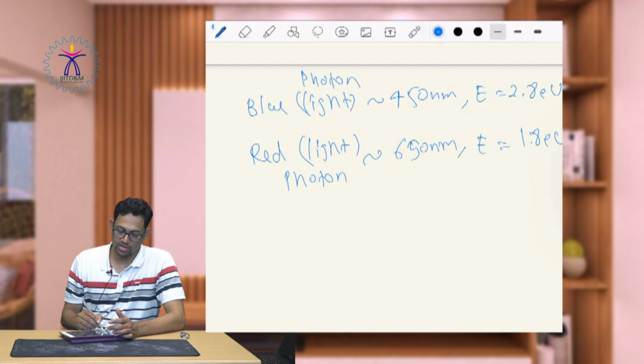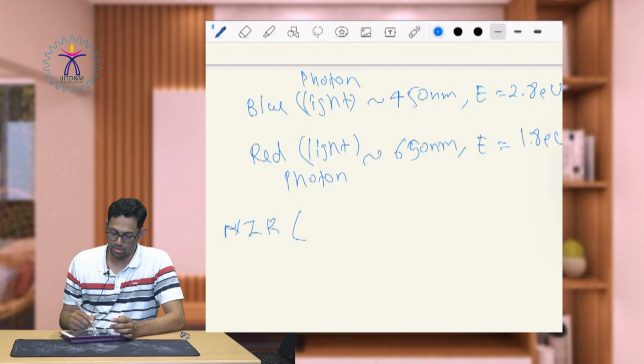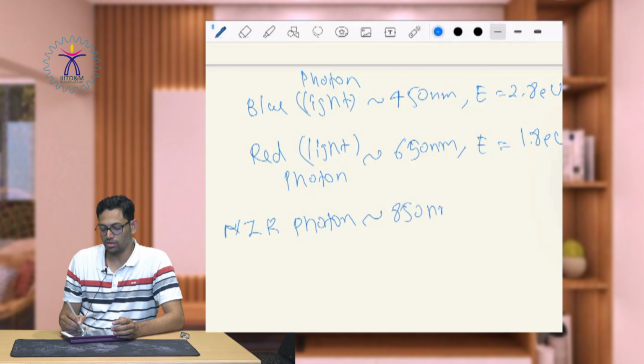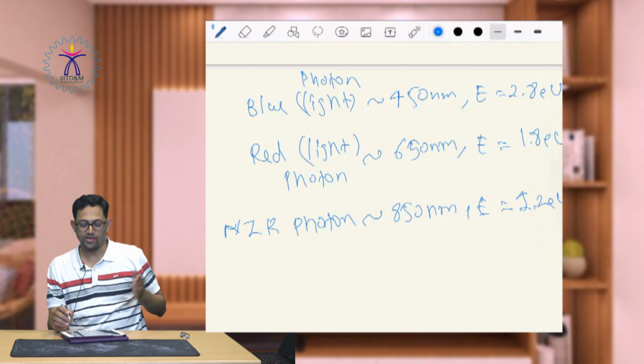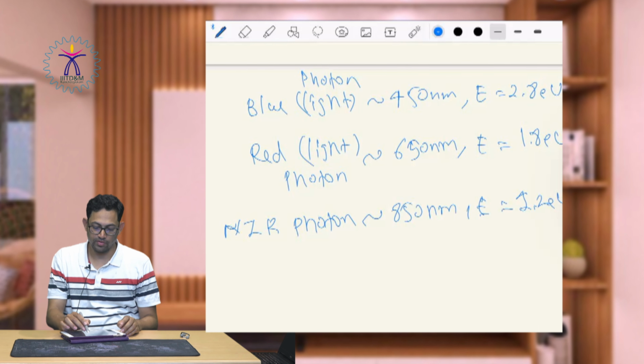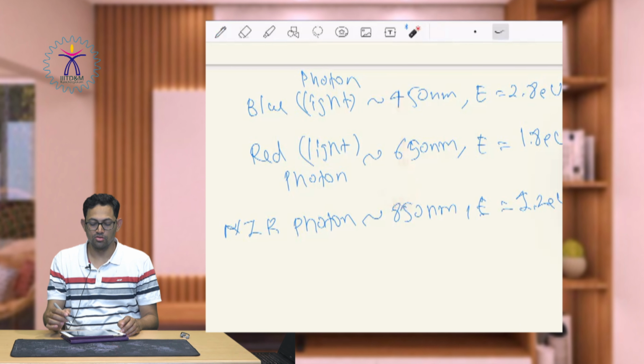Now let us talk about NIR, a near-infrared photon. That would be around 850 or 940 nanometers. The energy is even lesser, around 1.2 eV, for example. So as the wavelength increases, you can see the energy is decreasing.